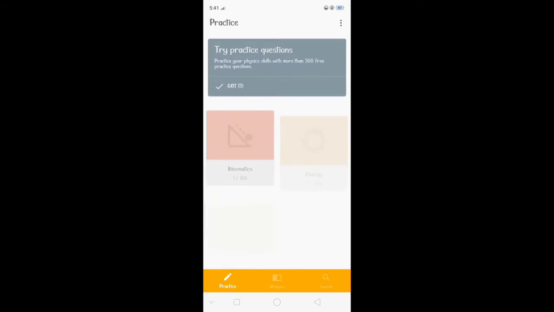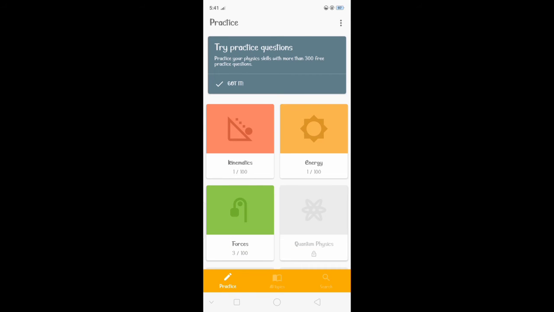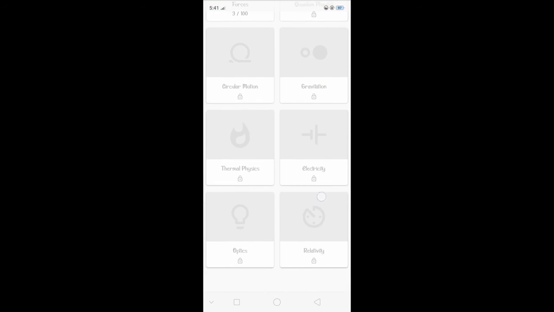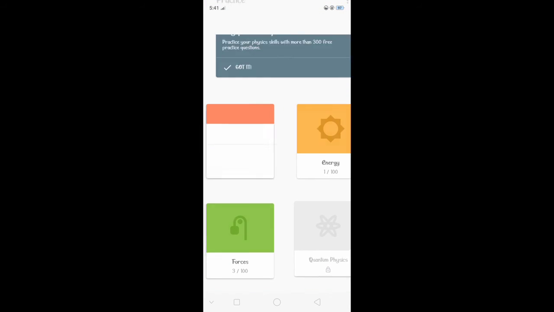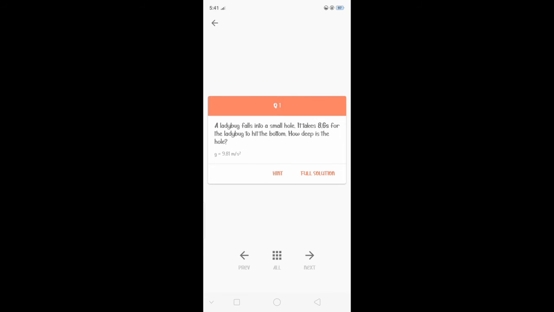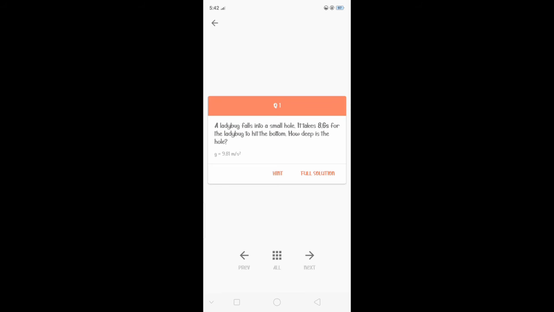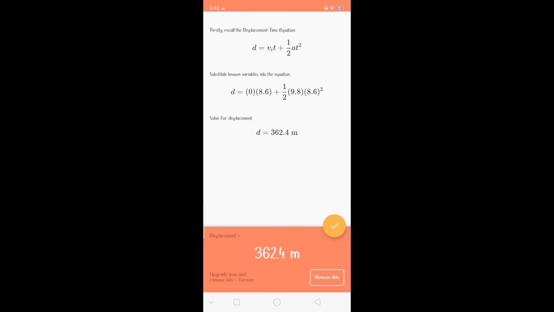Phywhiz also offers practice questions, about 300 free practice questions. So we have kinematics, energy, forces, quantum physics, and the others. So we have here the kinematics. So if you want to study or want to know how to solve problems, we have here some questions. So there are hints. So they gave you the formula, or you can have the full solution to know how they got the answer. So just like this.